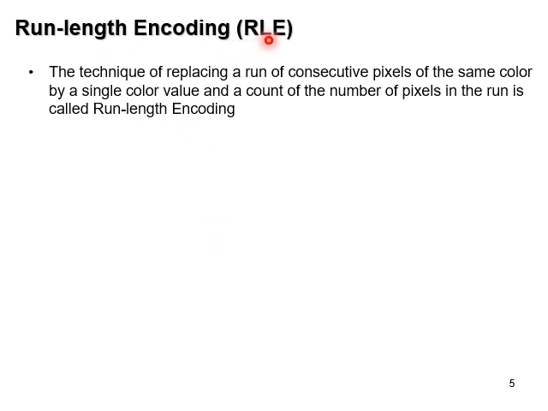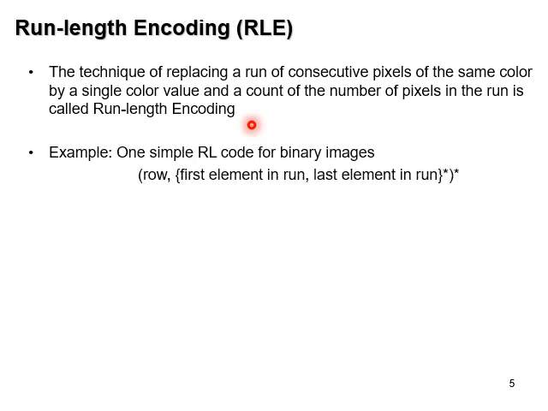Run length encoding, or RLE, is the technique of replacing a run of consecutive pixels of the same color by a single color value and a count of the number of pixels in the run. So we're trying to replace consecutive pixels that have the same color with the value of the color and the count of the number of pixels. So let's see another example for binary images.